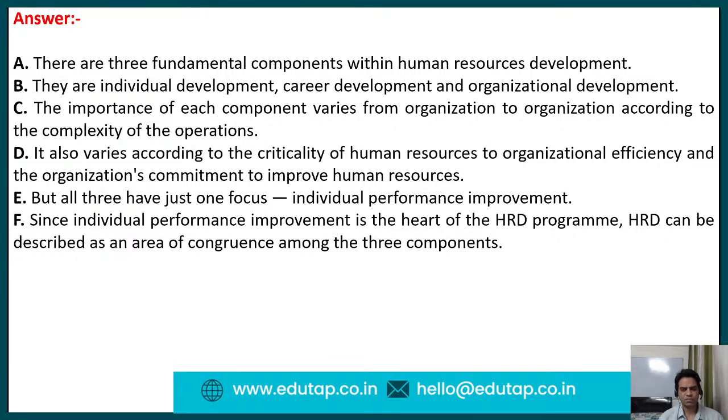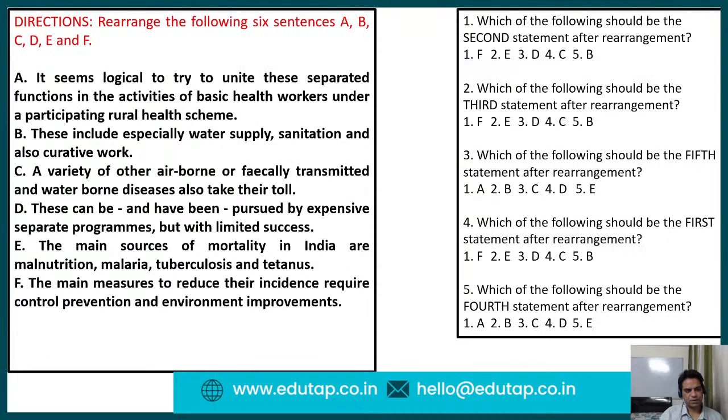The importance of each component varies from organization to organization according to the complexity of the operations. It also varies according to the criticality of human resources to the organizational efficiency and the organization's commitment to improve human resources. But all three have just one focus, individual performance improvement. And since individual performance improvement is the heart of the HRD program, HRD can be described as an area of congruence among the three components, right? All right, guys. So that was about rearrangement.